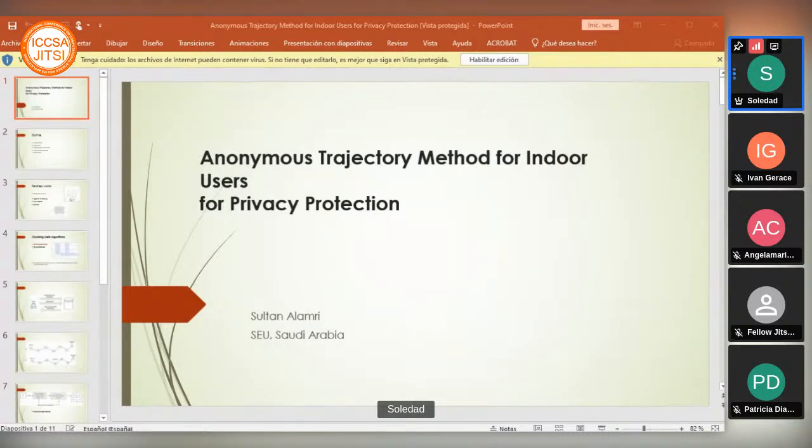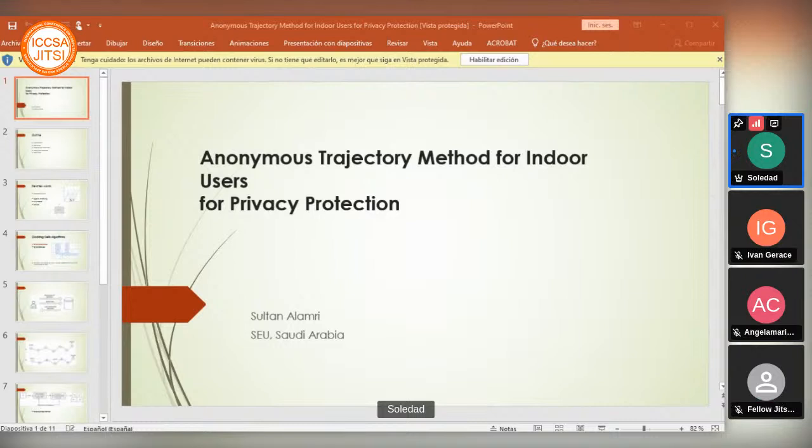The dynamic room, from our perspective, is fine. It does not violate the privacy of a user, because it's a common area where people can go and come from. So basically, the indoor user will prepare the path for the destination, will determine a cell in the middle to be cloaked, and then the result will come.